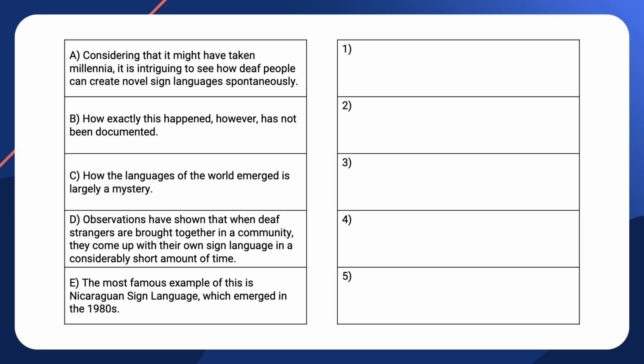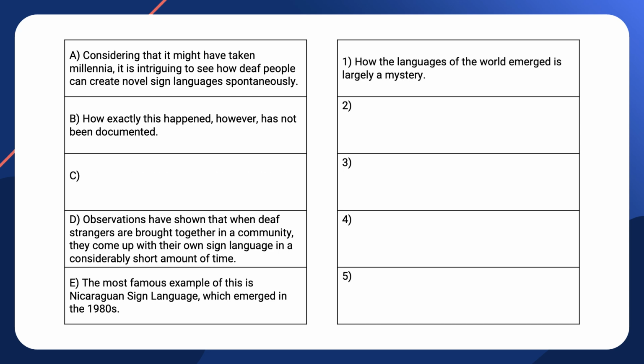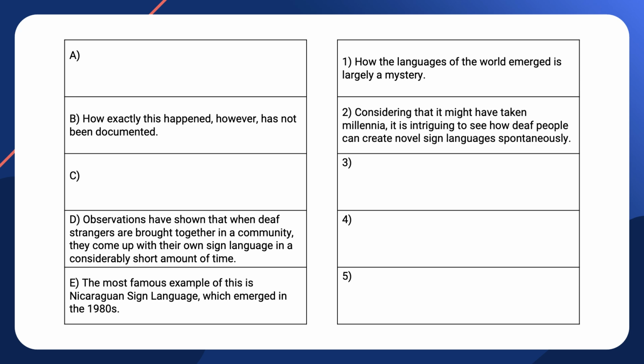Let's have a look. So what is the independent sentence for this paragraph? It's sentence C. How the languages of the world emerged is largely a mystery. This is a very broad introductory sentence, but as the paragraph continues, the sentences become more specific. The first sentence introduces the topic. You can't open with a highly specific sentence. Sentence number 2 is sentence A. Considering that it might have taken millennia, it is intriguing to see how deaf people can create novel sign languages spontaneously. You can see the connection between sentence number 1 with the phrase, it might have taken millennia, and the word emerged, as in, the emergence might have taken millennia.